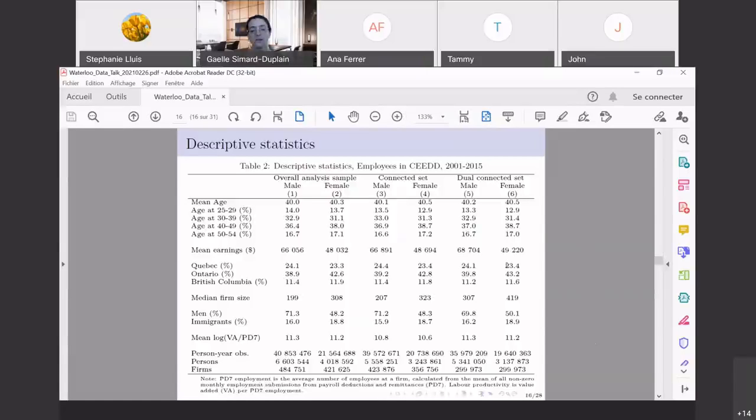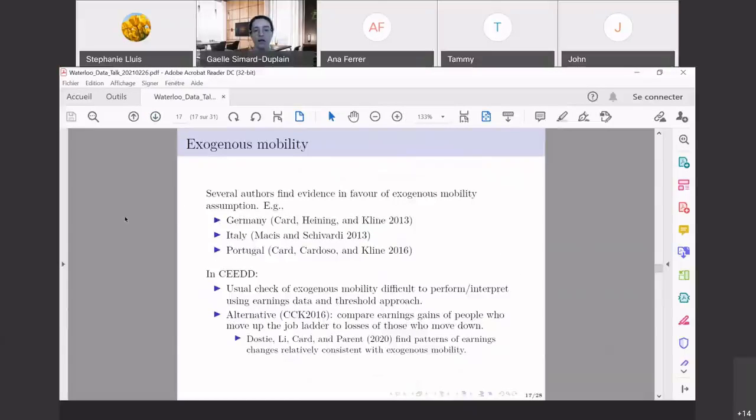Same thing, so as you move towards a dual connected set, earnings go up a little bit, but the earnings gap doesn't change much. Median firm size also goes up. And we still have that result that men work in male-dominated firms, essentially. And you can see here the large quantity of observations that we have. So we're not concerned about sample size, obviously.